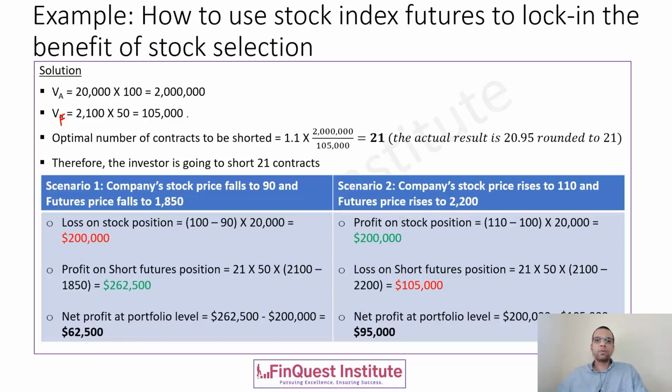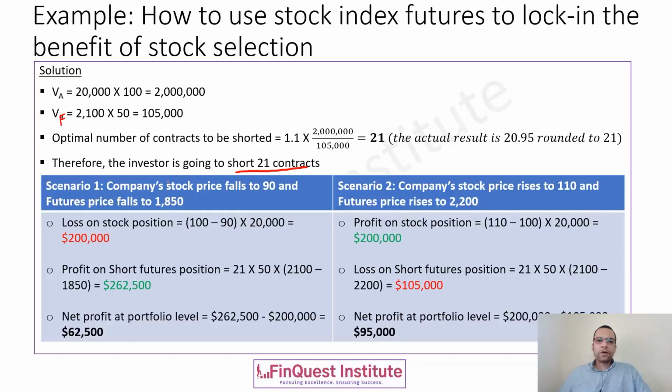This is 105,000. Now, the optimal number of contracts to be shorted here will be beta, which is 1.1, our current beta, into 2 million upon 105,000, which gives 21. So the actual result is 20.95, but we'll just round it off to 21. So as a part of this strategy, the investor is going to go short 21 contracts. Now let's take two scenarios to see how exactly a profit gets locked in through the usage of futures.